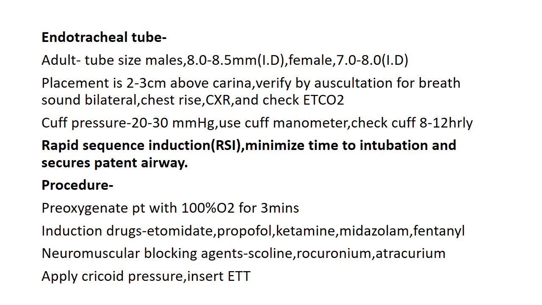Then after that we give neuromuscular blocking agents. We use succinylcholine, rocuronium, or atracurium. Once you sedate and paralyze the patient, after that you are going to intubate. Ask somebody to apply cricoid pressure, because applying cricoid pressure prevents aspiration. And after that, insert the endotracheal tube.